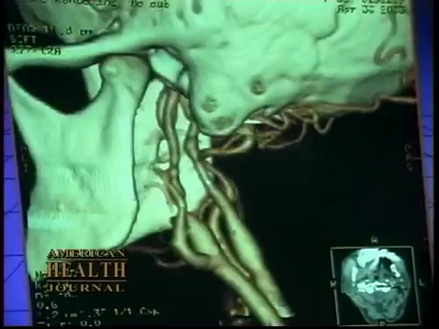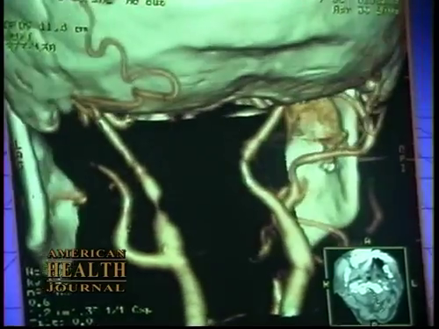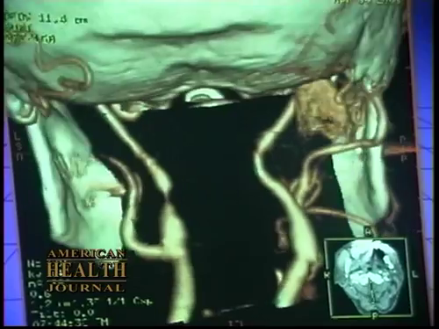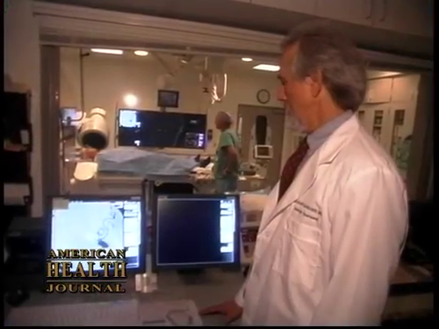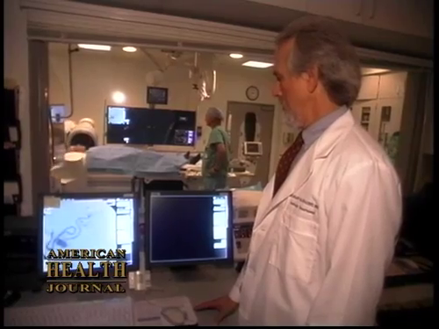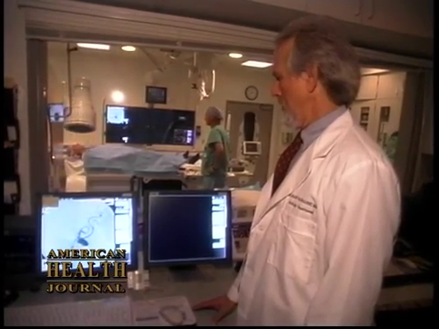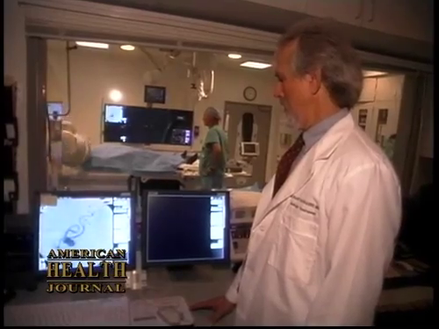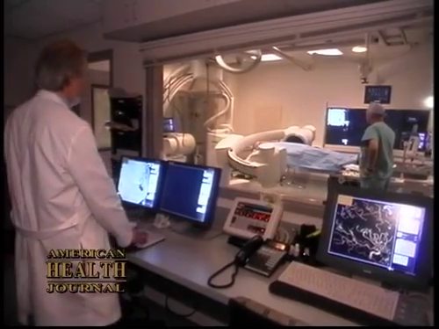We can also treat blockages in blood vessels leading to the brain, such as those in the neck, which may cause strokes or place patients at risk for stroke. In many instances, these procedures have replaced conventional surgery. So not only have these techniques replaced surgery, but in fact have provided a surgical, minimally invasive methodology that didn't even exist before.